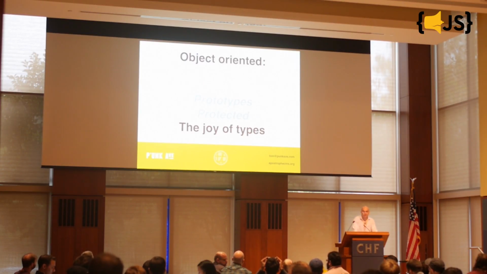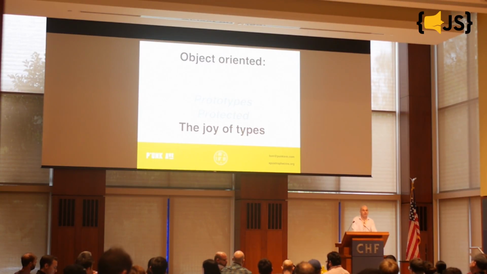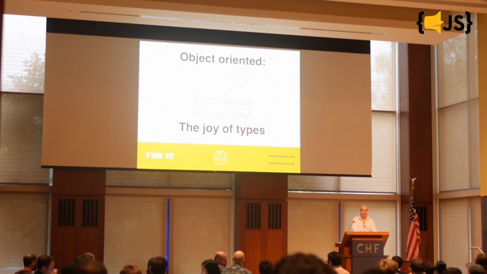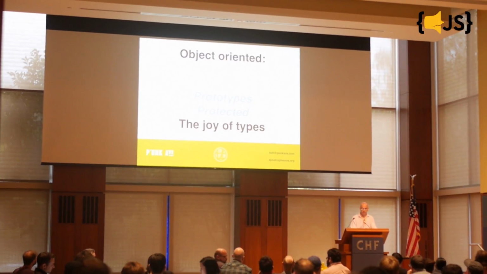When I say object-oriented, I don't specifically mean prototypal inheritance, or class-based. Well, I do mean class-based inheritance as a general idea, but not a particular implementation of it. And I don't mean private and protected and public, all that jazz. What I mean is the joy of types. I mean the ability to create types of objects and associate behavior and data with them and work in a fluid way with types of information.